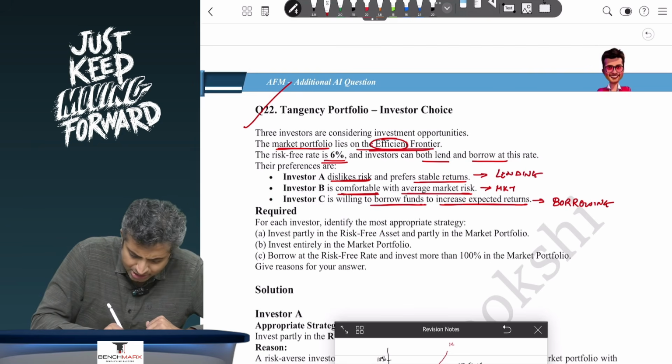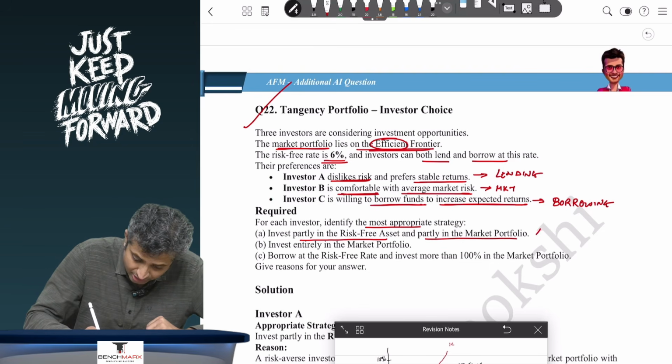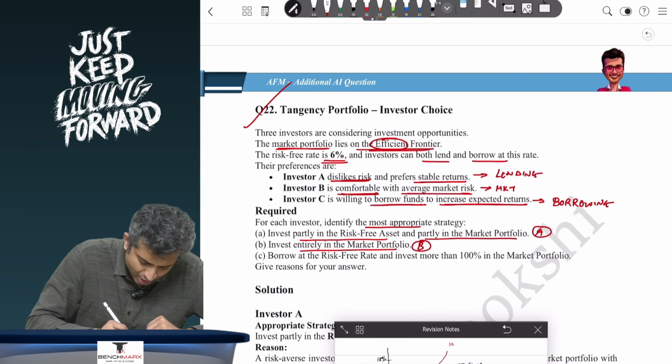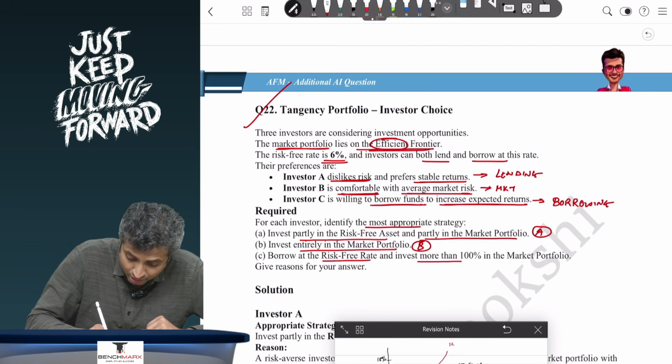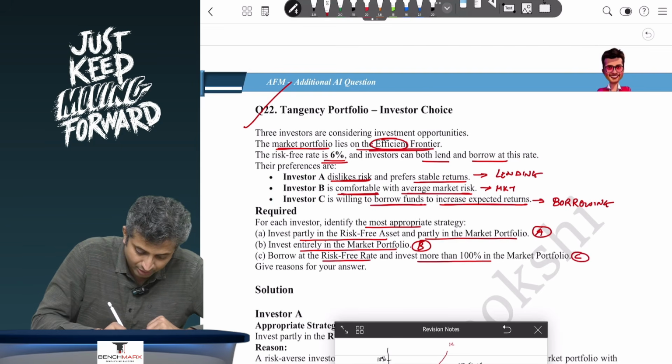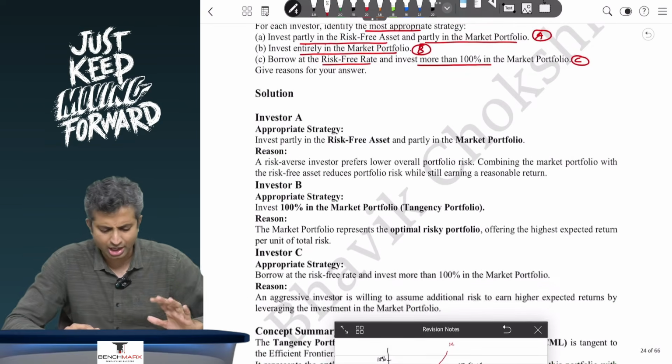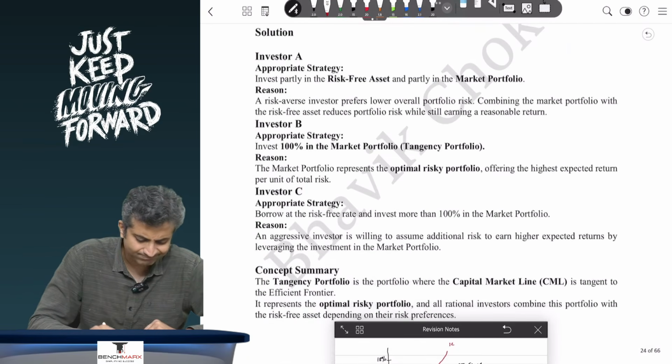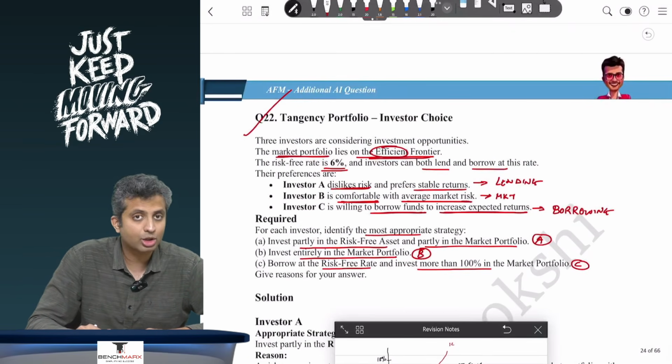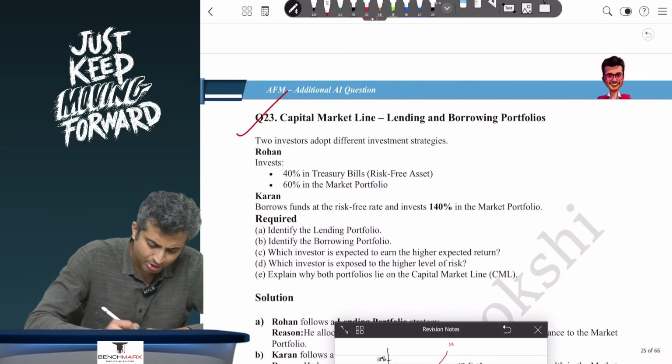So you are required for each investor to identify the most appropriate strategy. Either invest partly in risk-free and partly in market. Well, this is a good strategy for A. Invest entirely in the market. Well, this is a good strategy for B. And borrow at the risk-free rate and invest more than 100% in the market. Well, this is appropriate for C. And based on that, you are asked to give reasons. So basically, this is question number 22. Next, you have question number 23.